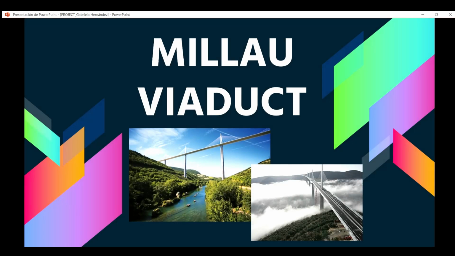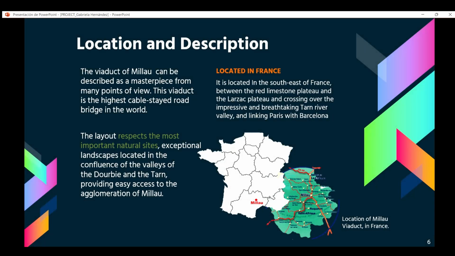Now that we have a basic knowledge of bridges, we will describe the Millau Viaduct. First, we will talk about its location and description. The Viaduct of Millau can be described as a masterpiece from many points of view. This viaduct is the highest cable-stayed road bridge in the world.